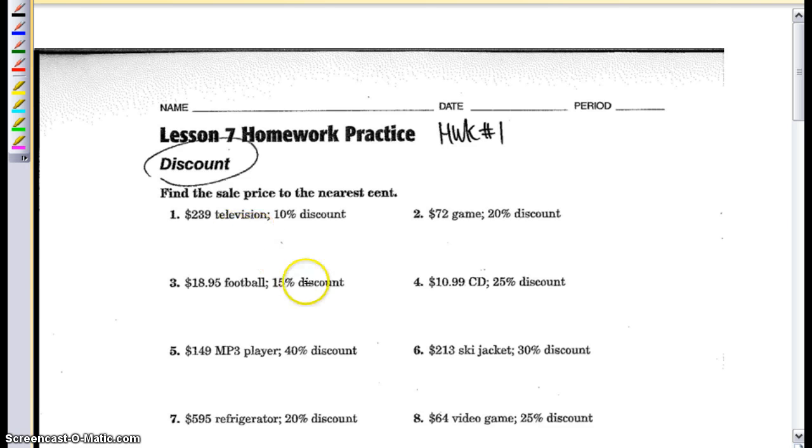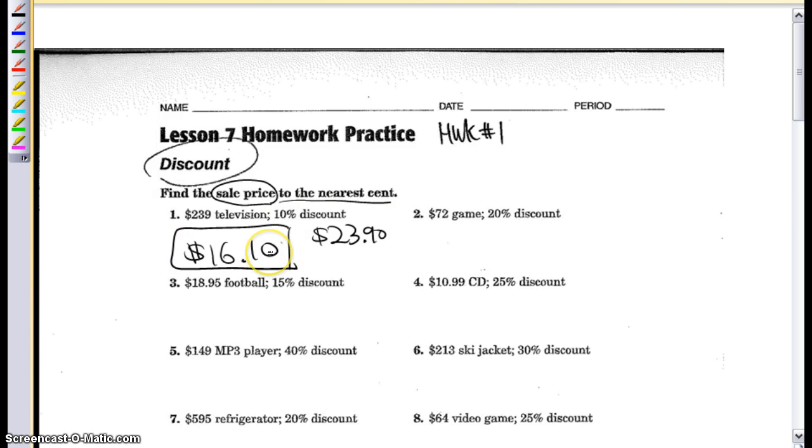So we did number 1 in class. The answer, if you want to check it, is $16.10. The discounted price was $23.90 that they saved, but since we're just looking for the sale price to the nearest cent, our answer is $16.10.